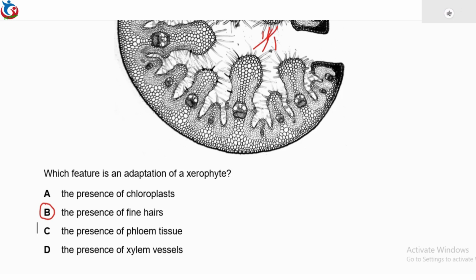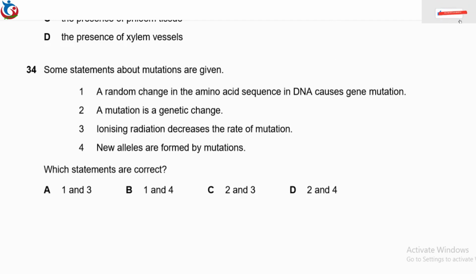Okay, so this will now take us to the next question that says, some statements about mutations are given. 1. A random change in the amino acid sequence in DNA causes gene mutation. 2. A mutation is a genetic change. 3. Ionizing radiation decreases the rate of mutation. 4. New alleles are formed by mutations. Out of these four statements, which are correct?